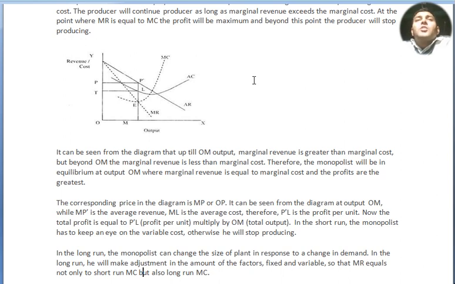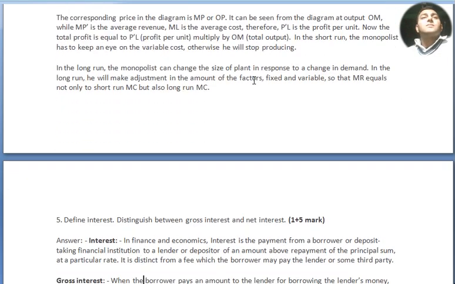In the short run, the monopolist has to keep an eye on the variable cost, otherwise he will stop producing. In the long run, the monopolist can change the size of plant in response to a change in demand. In the long run, he will make adjustment in the amount of the factors, fixed and variable, so that marginal revenue equals not only short run MC but also long run MC, marginal cost.